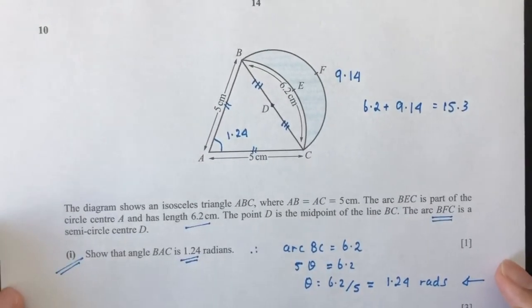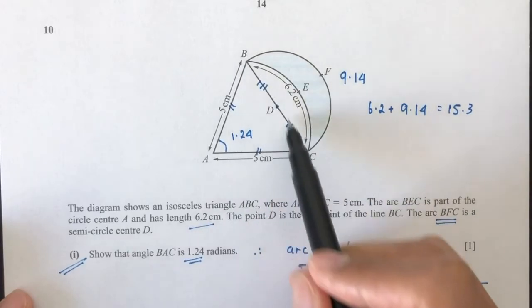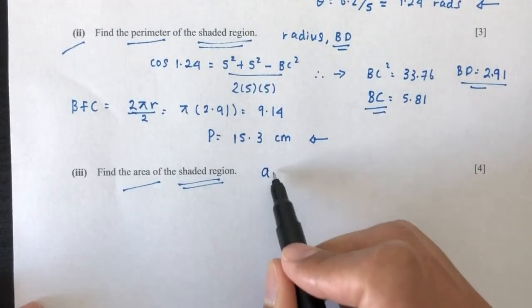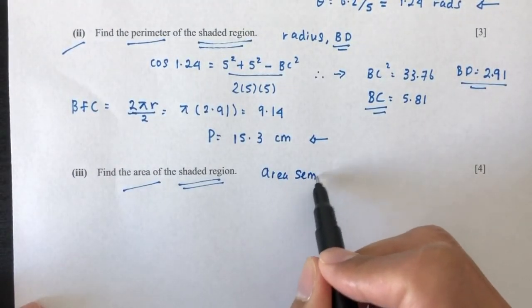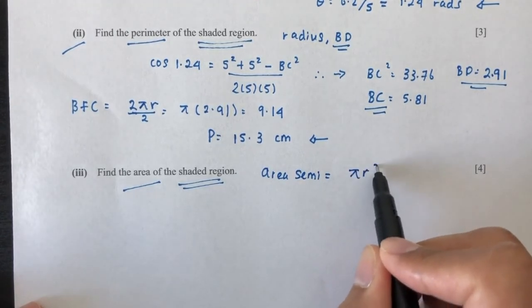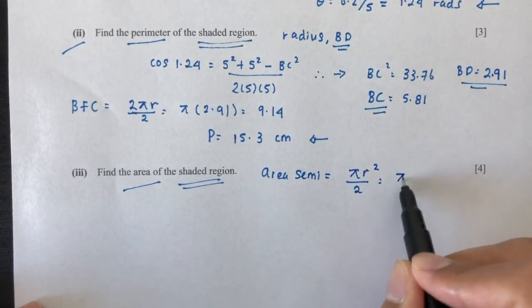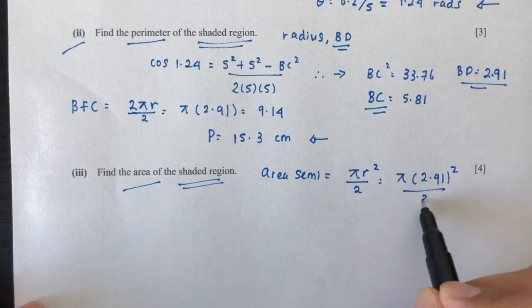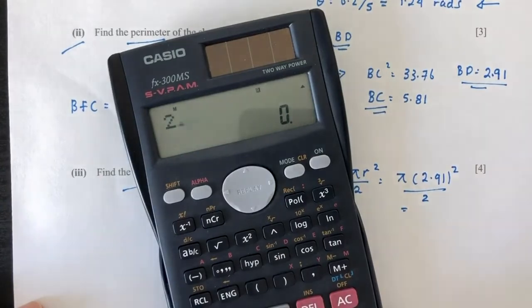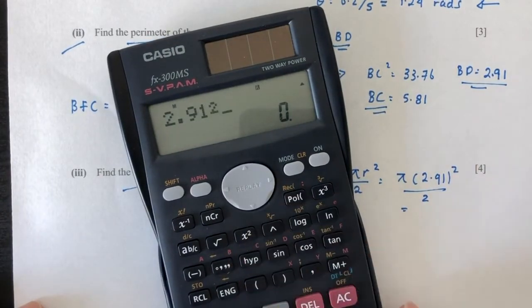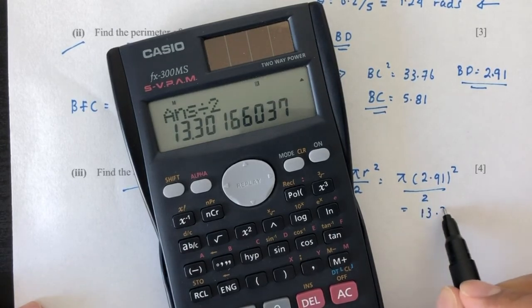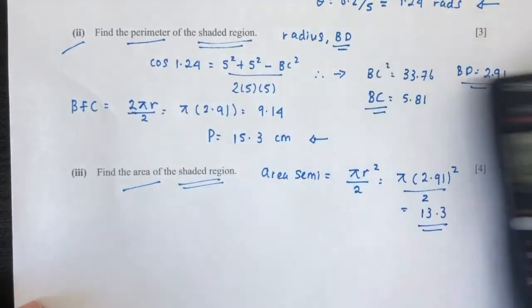So now for part 3, find the area of the region. So how would you find the area of that region? You first have to find the area of this semicircle and then minus the area of this segment. So let's do that. First, area of semicircle, which is equal to pi r squared divided by 2. So the radius will be 2.91 squared, times pi, divided by 2, that will be 13.3 for the area of the semicircle.